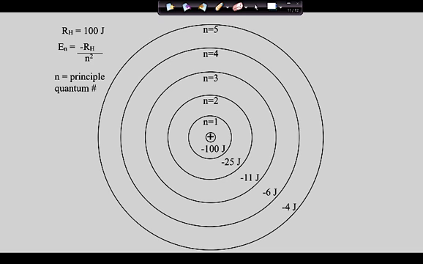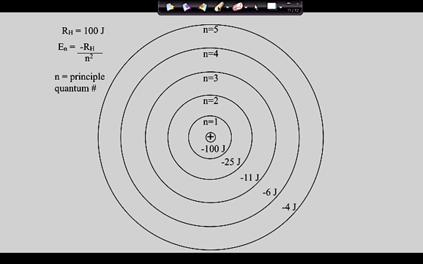Now, guys, let's have this conversation. What on earth do these numbers mean? What does it mean that an electron in energy level 1 has an energy of 100 joules? Understand that that electron in energy level 1 does not have an energy of 100 joules. It has an energy of negative 100 joules. That's like saying something weighs negative 100 pounds.